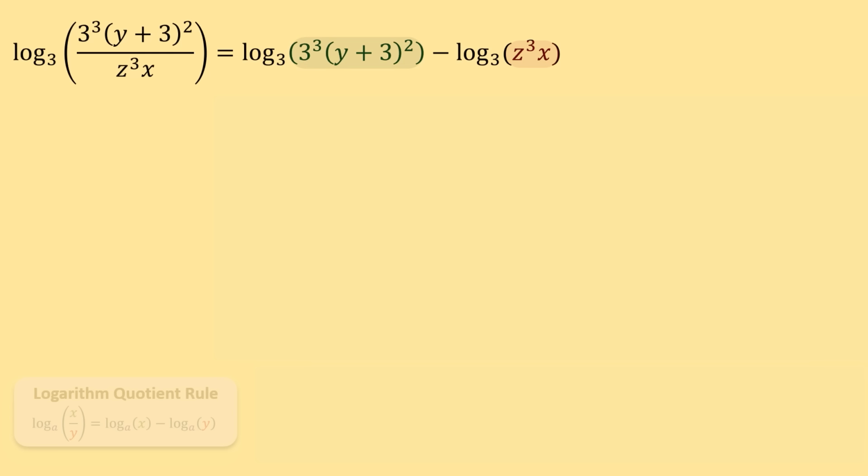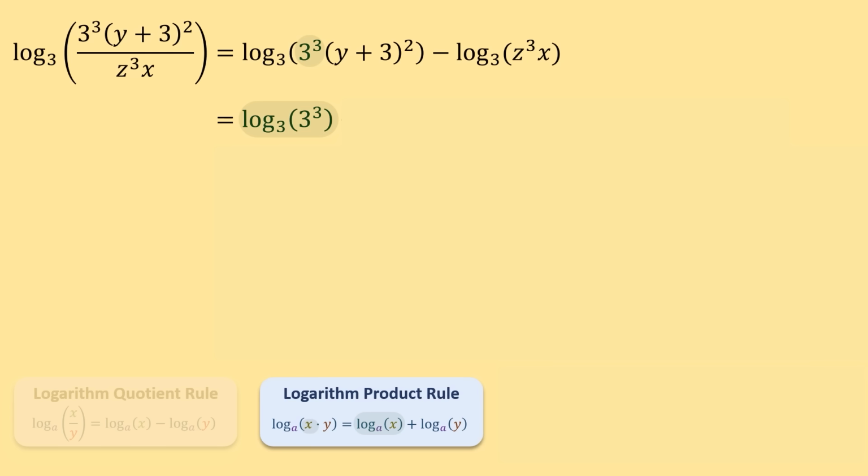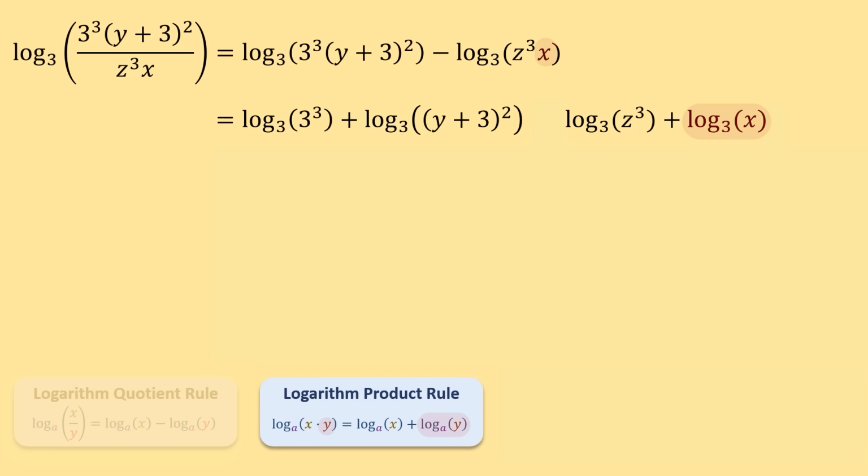We don't see everything on the inside raised to the same power in either of these logarithms, so we handle products of expressions next. 3 cubed and y plus 3 to the second are my 2 expressions in my first logarithm. So I can rewrite that as log base 3 of 3 to the third power plus log base 3 of the quantity y plus 3 squared. Similarly, I can rewrite log base 3 of z cubed times x as log base 3 of z cubed plus log base 3 of x.